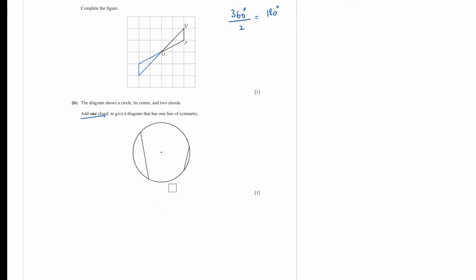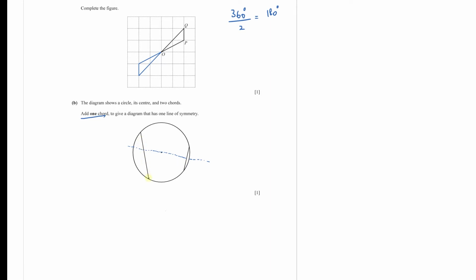So since we can only draw one chord, that means we have to split the other one of these two chords in half so that the other half is already the mirror image across the line of symmetry. So let me show you what I mean. If I split this chord in half, that means I draw this line of symmetry that passes through the center and splits this chord in half, right? Now for this half, I have the mirror image already on the other side. So I don't have to draw anything for this chord.